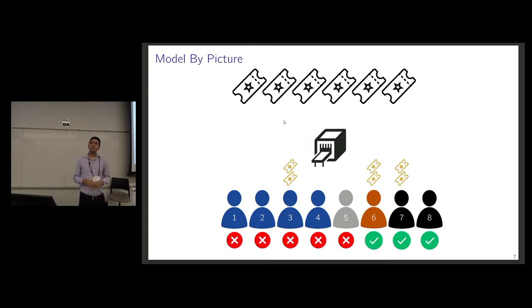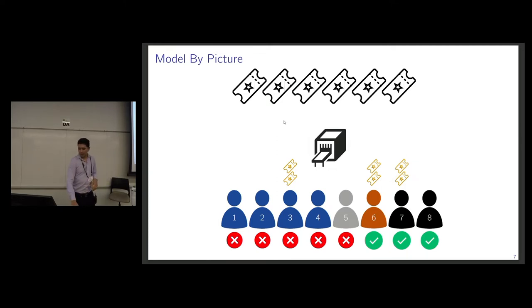So there are 3 things here that I would like to highlight. The first one is that even though agent 3 obtained 2 tickets, it's still unhappy as the blue group is short 2 tickets. The second thing is that individual 6 only needed 1 ticket but obtained 2 tickets, so there's 1 ticket wasted there. And finally, note that individual 8 obtained no tickets, but is still happy since the black group collectively has 2 tickets, and that's enough for both of them.